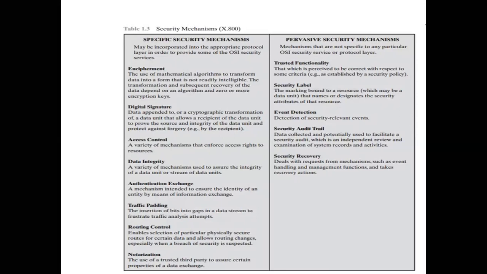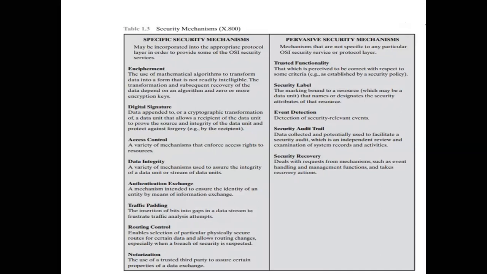Only authorized people accept the security policy; unauthorized users cannot accept the security policy. Why? Because those people can modify the data or do something, but authorized people cannot do all these things. The people who can authorize security policies are authorized, and they must follow the trusted functionality. That is related to the pervasive security mechanism.